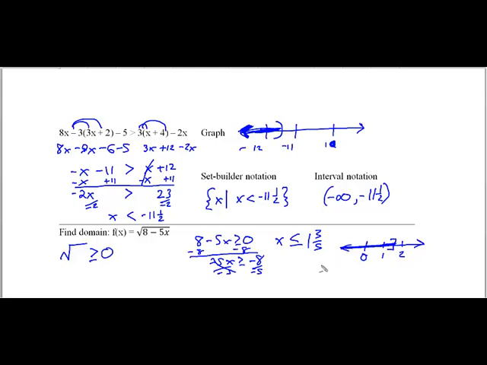And finally, the interval notation, because we can do the set builder notation just by adding an x and closing that off like so. We can do the interval notation by saying we're going to go from negative infinity to 1 3/5, but this time we need a hard bracket there and a soft bracket there.